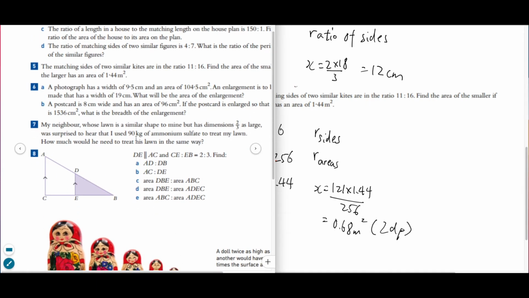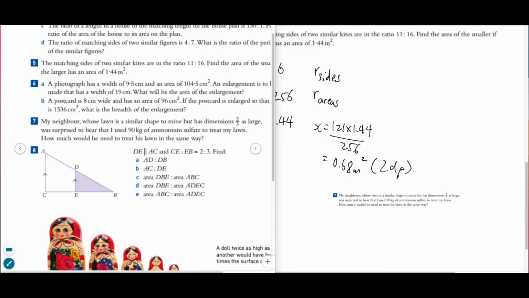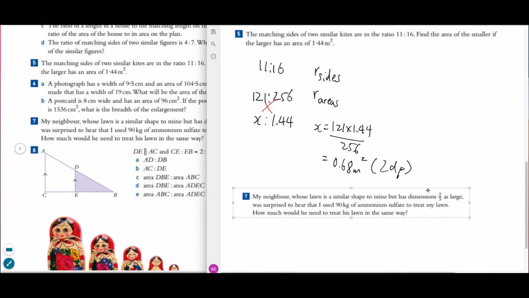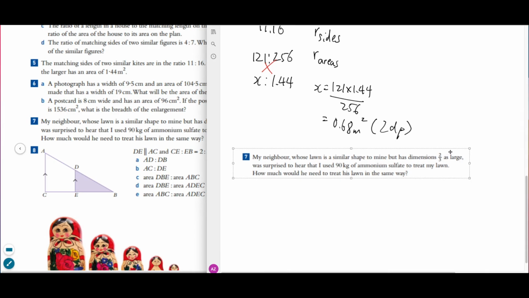All right. I'll do one more question and then I'll wrap it up. So let's take a look at question 7. So what is question 7? Good thing there are no red questions in this exercise. My neighbor, whose lawn is a similar shape to mine but has dimensions 2/3 as large, was surprised to hear that I used 90 kilograms of ammonium sulfate to treat my lawn. How much would he need to treat his lawn the same way?